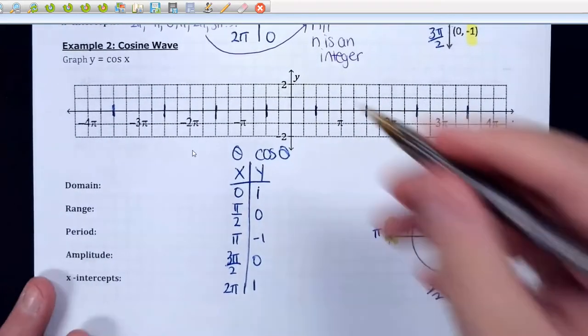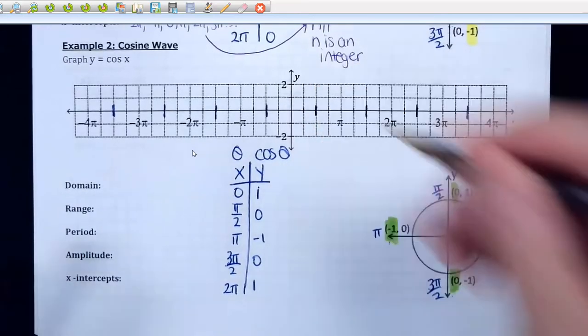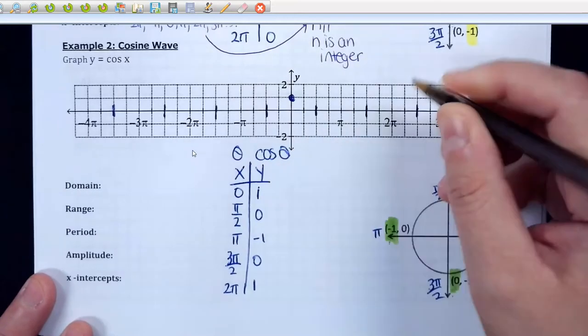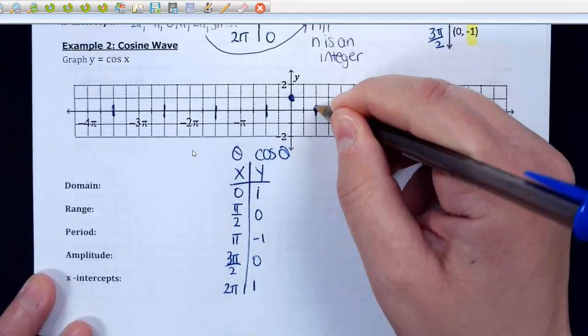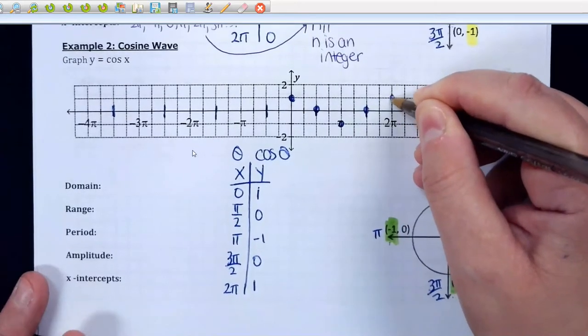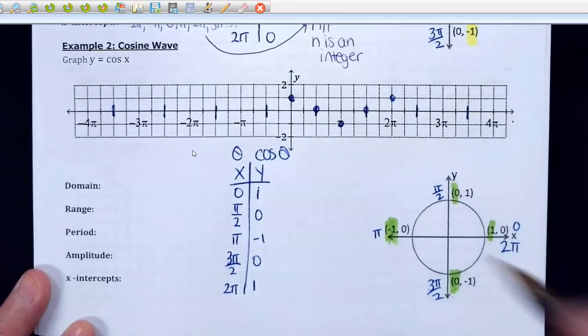So this is going to start, the sine always starts at the origin, the cosine is going to start at 0, 1. Then I'm going to go back down to 0, -1, 0, back to 1. That is one complete wave. And I can just keep repeating that.